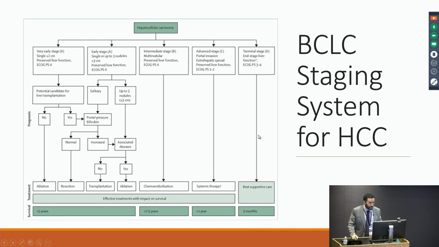This is the algorithm they use in the Barcelona Clinic for liver cancer. That's where IR lives. If you see here ablation, where I burn the tumor, and I'll talk about that in a second, we can cure these patients with ablation. With chemoembolization, we can actually downstage them to the point where they can get curative treatment with ablation or resection or transplantation, or at the very least prolong their survival.